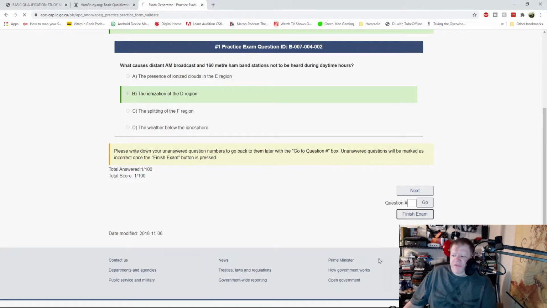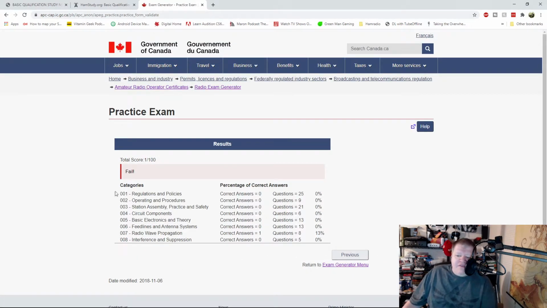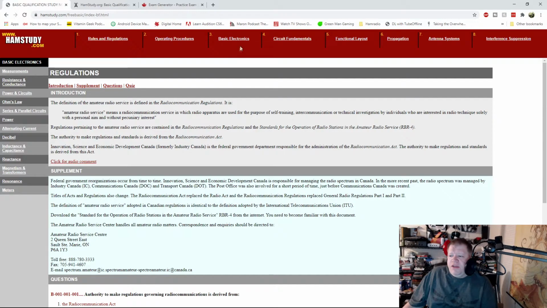Okay, say I've hit finished exam. I can find out where I'm weak. So I got 13% because that's radio wave. Yay, propagation. But you can see where you're weak. 3, station assembly and safety. 1 weak there, I can go here. 3, which is basic electronics in here.